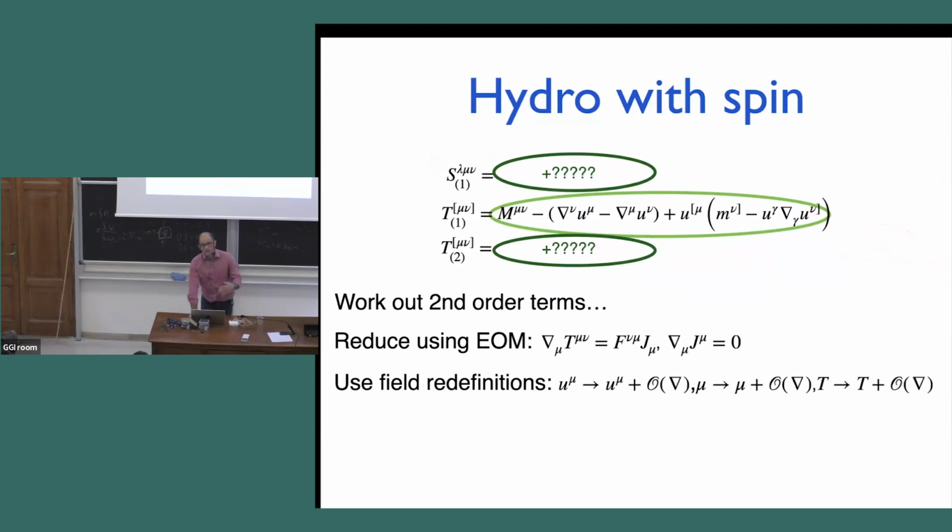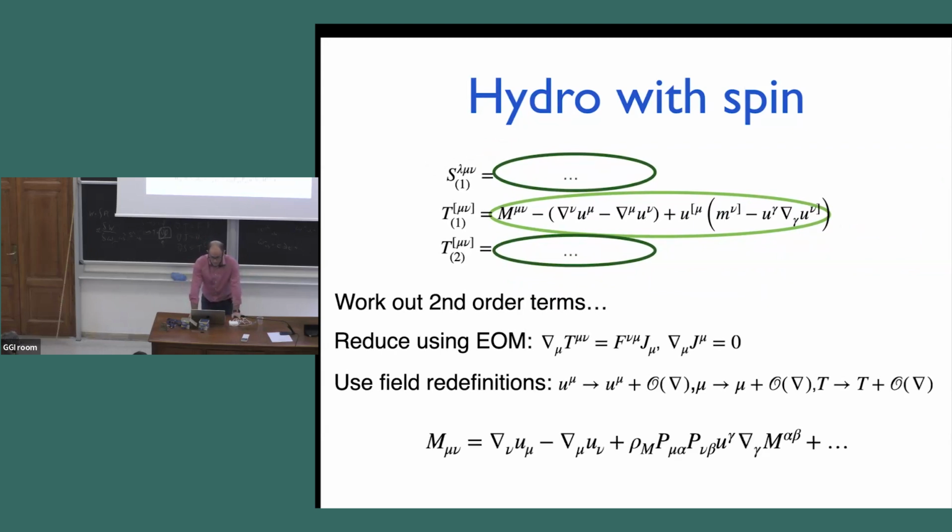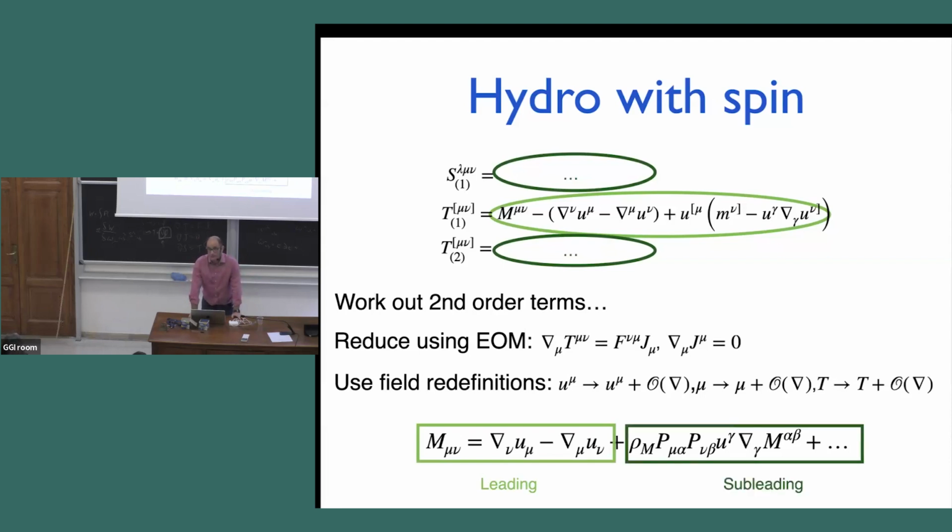I'm not going to show you the full result. I'm going to show it a little later because there's still some work to do that I want to highlight. But you can do this and you get the actual values. And here is what we get for the equations of motion for the spin chemical potential. This term is a leading order term that we've seen before. And then there are many subleading terms. This is one of them. I want to focus on this one because it's a little confusing.